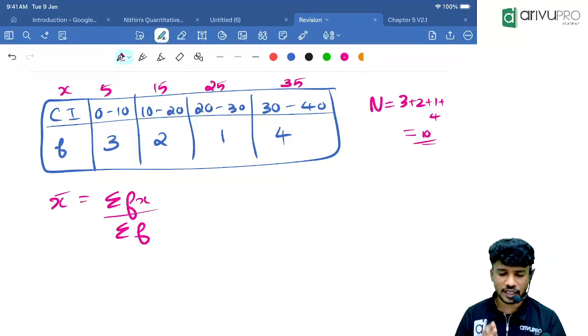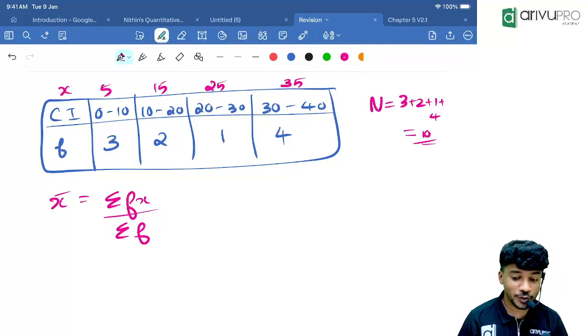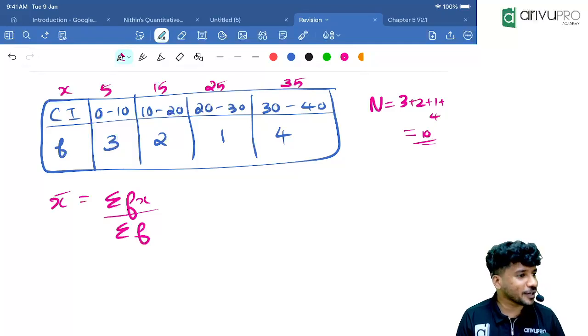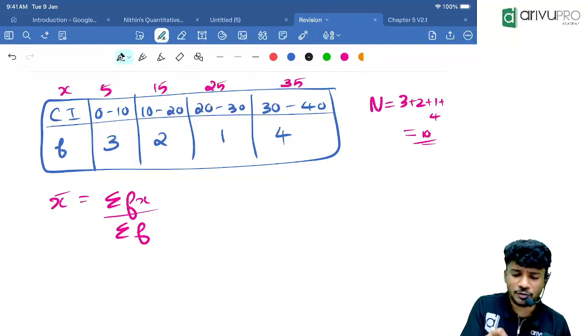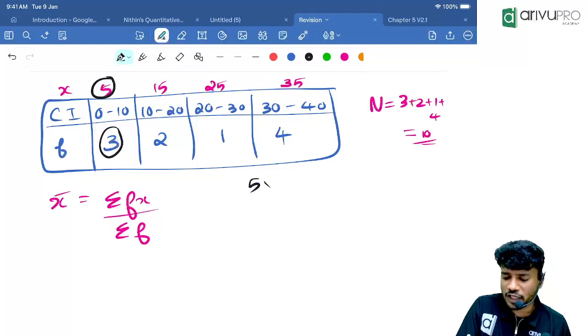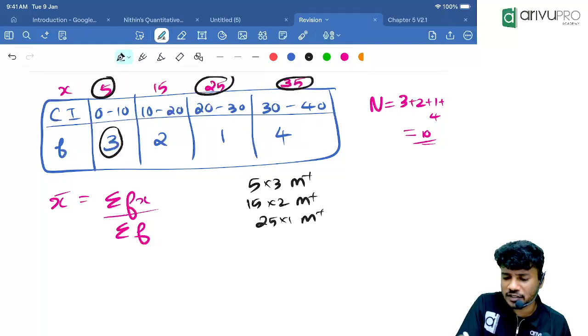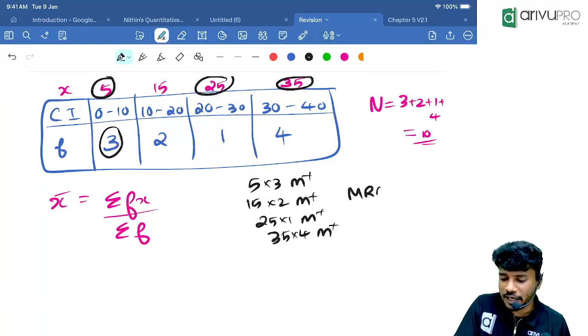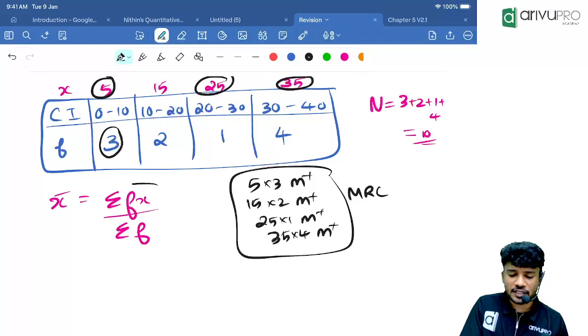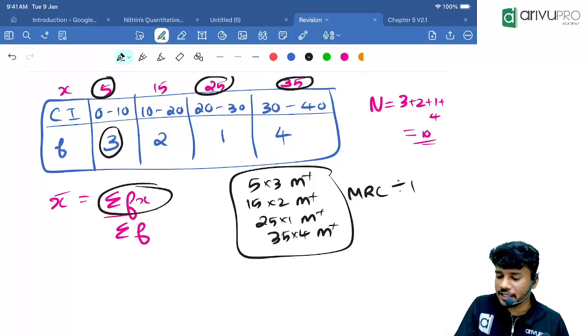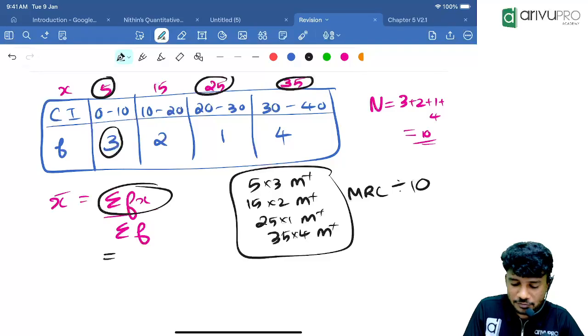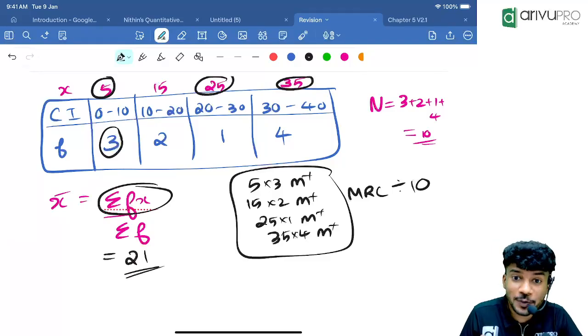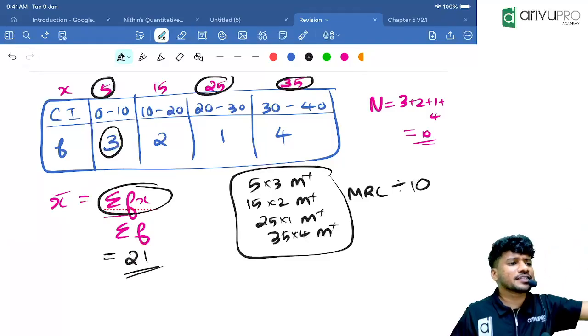Once you have everything, what to do next? Yes, use your memory calculation. Get me the value. Memory calculation looks like what? 5 into 3, M plus, 15 into 2, M plus, then 25 into 1, you can click M plus, then 35 into 4, you can click what? M plus. Finally click which button? MRC. That means you got this entire sigma fx divided by 10. How much is the value of mean? 21. Exactly 21 now? Yes. So we found the arithmetic mean.